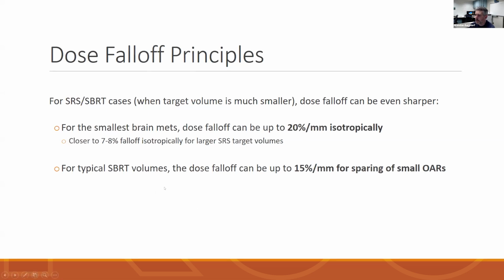And for typical SBRT volumes, so in the lung or in the pelvis or other sites, the dose fall-off can be up to 15% per millimeter for sparing of small OARs. So these are important rules of thumb to remember when you're planning an SRS and/or SBRT case, that you're actually able to achieve an even sharper dose fall-off so you can fully cover the target and spare nearby OARs even better if needed.